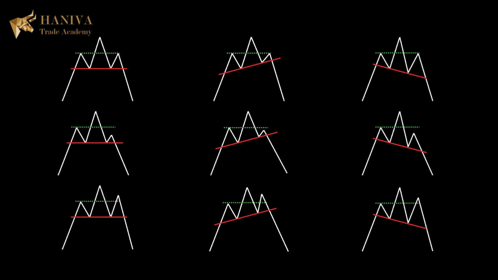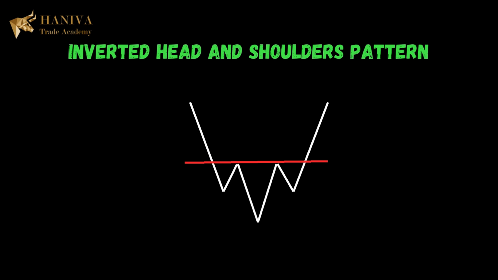The neckline can be horizontal, sloping in the direction of the previous trend, or sloping in the direction of the new trend. Furthermore, the right shoulder can be equal in height, higher or lower than the left shoulder. The head and shoulders pattern can also take an inverted form in a downward trend, in which case it is called the inverted or bullish head and shoulders pattern. This pattern is the opposite of the original head and shoulders pattern and is downward facing, signaling the end of a downtrend and the beginning of a price movement upwards.